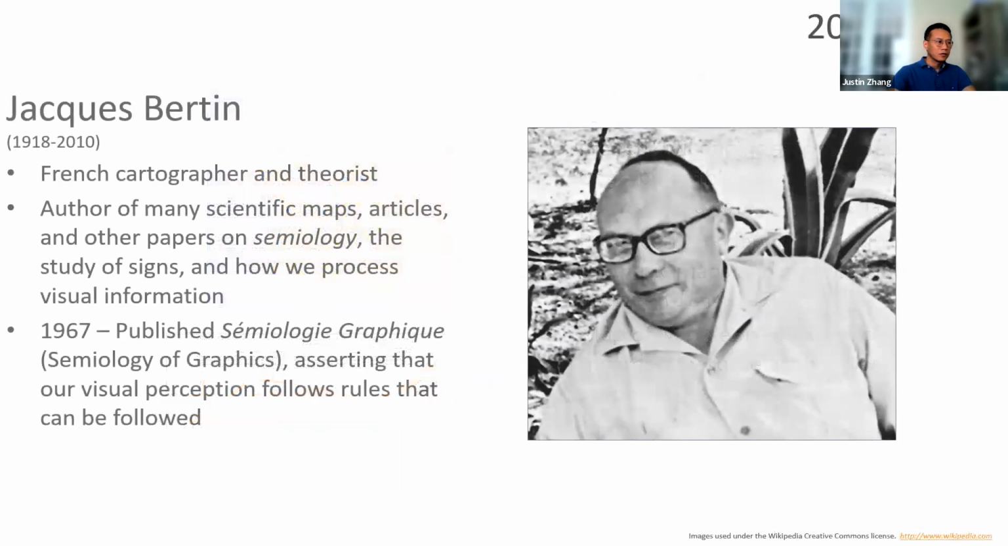Jacques Bertin was a French cartographer and theorist. He was the author of many scientific maps, articles, and other papers on semiology. He studied science and how we can process visual information.